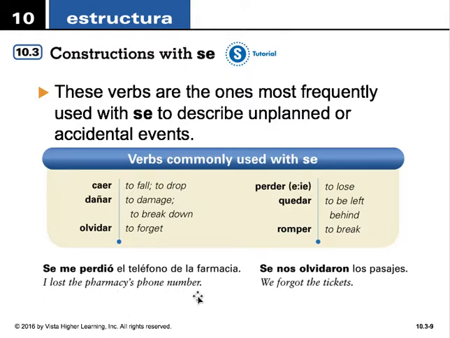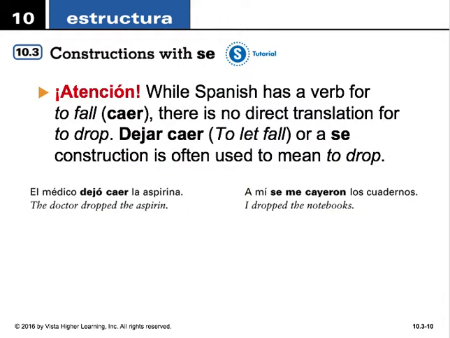You notice we translate it to I lost, but in Spanish they really almost always use se me perdió. And perdió matches with el teléfono. And as I said, it's sort of to eschew the responsibility. It really wasn't you who lost it, even though it was. But it sort of just sounds softer in a way. Se me perdió instead of lo perdí. Se nos olvidaron los pasajes. We forgot the tickets. Or rather, the tickets forgot themselves unto us. No? Se nos olvidaron los pasajes.